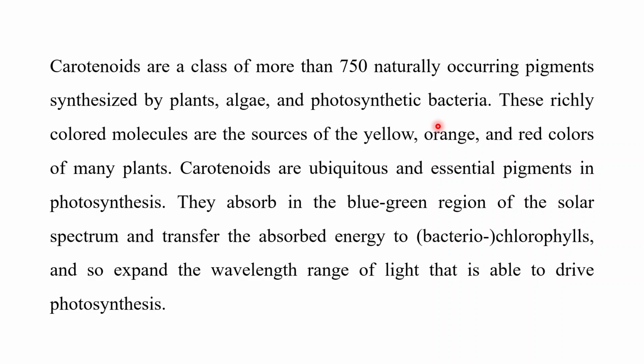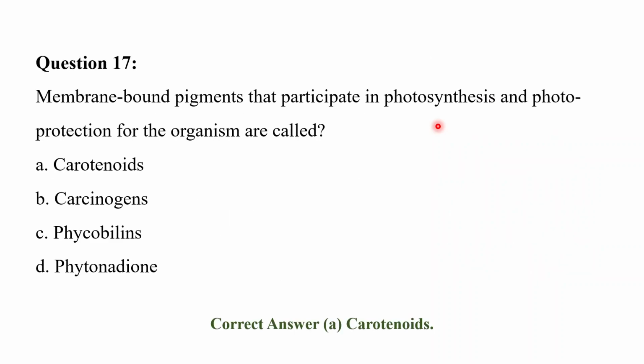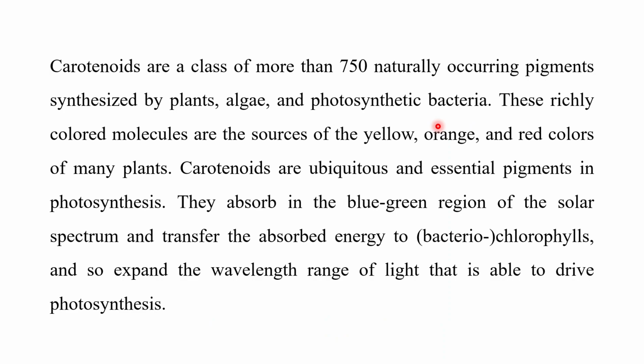Along with that, carotenoids have a photoprotective effect. So how does it protect the plant, or any photosynthetic organism? So what happens is, as it is mentioned that carotenoids are the source of yellow, orange and red color, they are emitting yellow, orange and red light range, right?